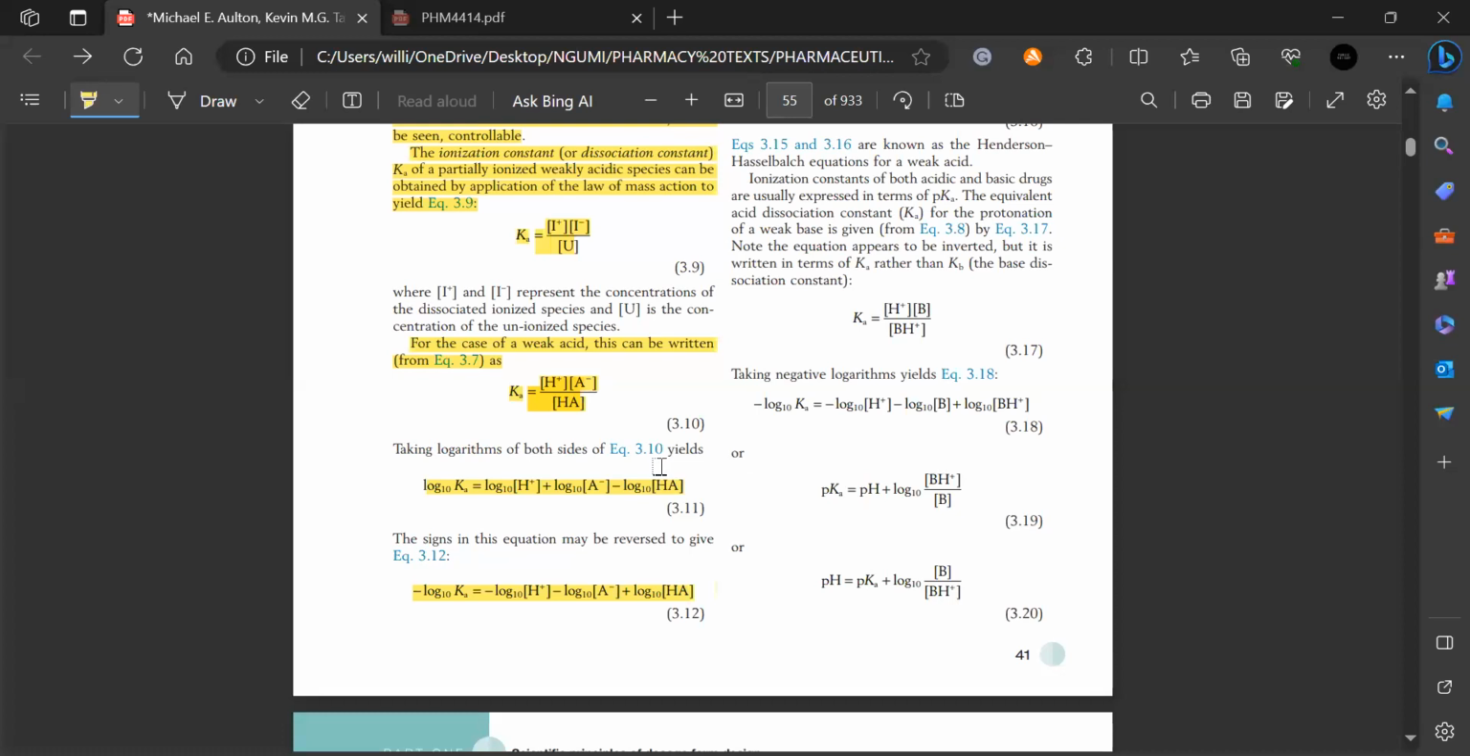So hapa in this equation here, our negative logarithm of Ka can be pKa sasa. To substitute, instead of kutumia negative log 10, tutatumia P. Haya. Is equal to pH, sindio? Yeah.